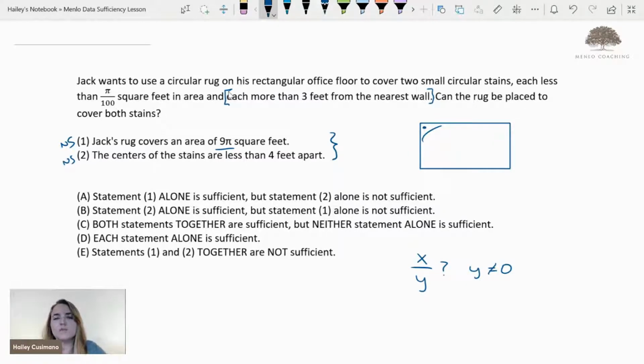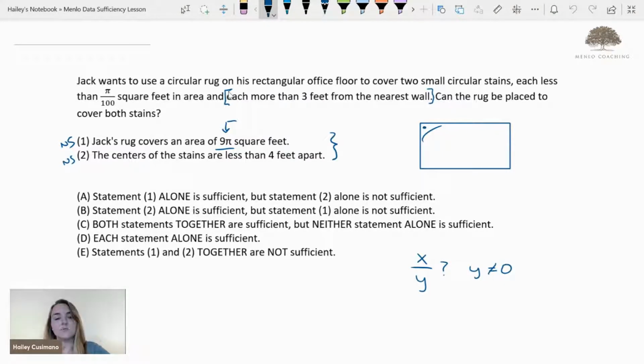What's going to be the more relevant measurement for that? What measurement would more readily identify whether we can use this rug to cover our stains? Well, the diameter, right? The diameter is essentially the width of this rug at its widest point. And when we know one thing about a circle, we know everything about a circle because circles are symmetrical shapes. And the GMAT loves to test us on symmetrical shapes like squares and circles and equilateral triangles because we can solve for a lot while being given what appears to be relatively little.